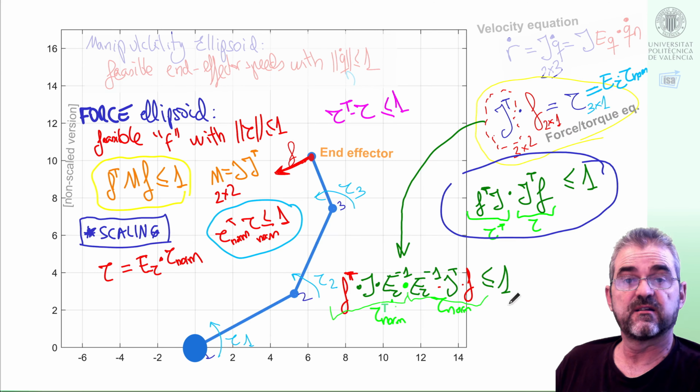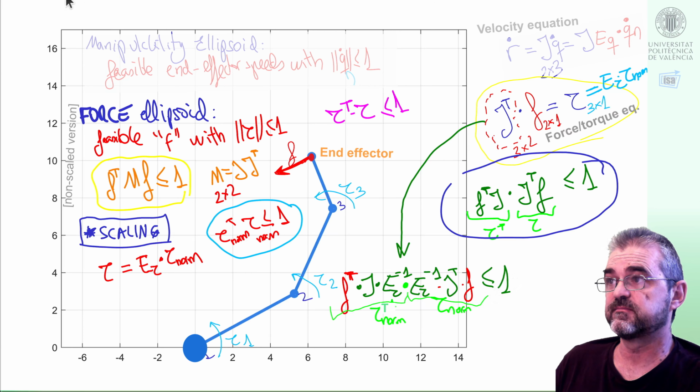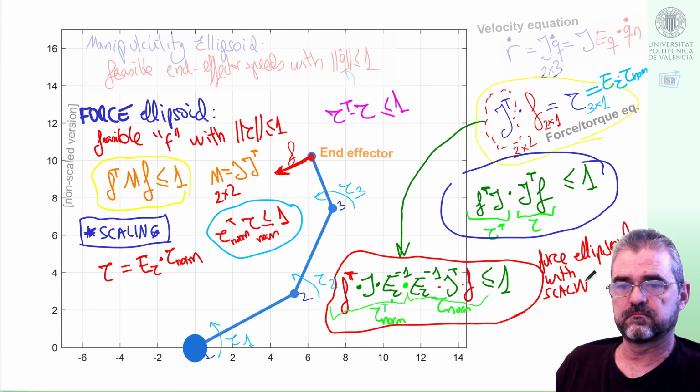So this thing lower or equal than 1 is what will define the so-called force ellipsoid with scaling, and this is it. The ellipsoid defined by this quadratic inequality will be the locus in the end-effector force plane, describing the feasible forces in which the scaled normalized torque has norm less than 1. So let us see how to do this in MATLAB, but it is easy.